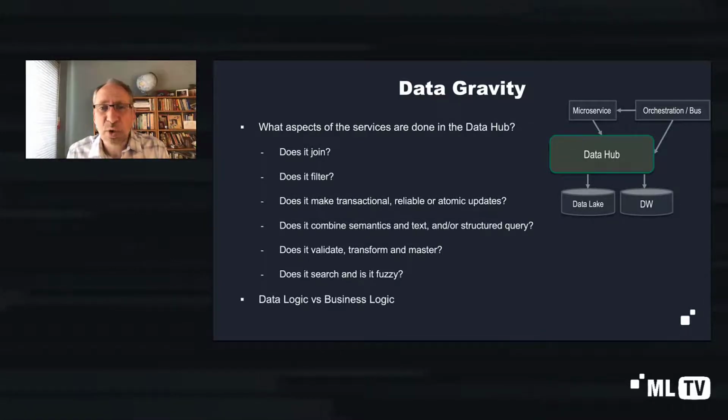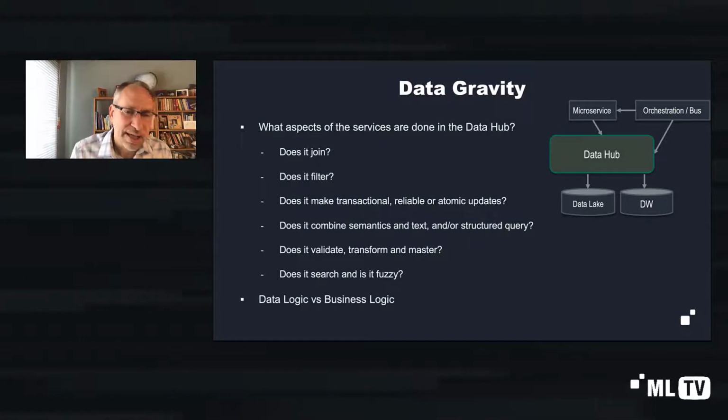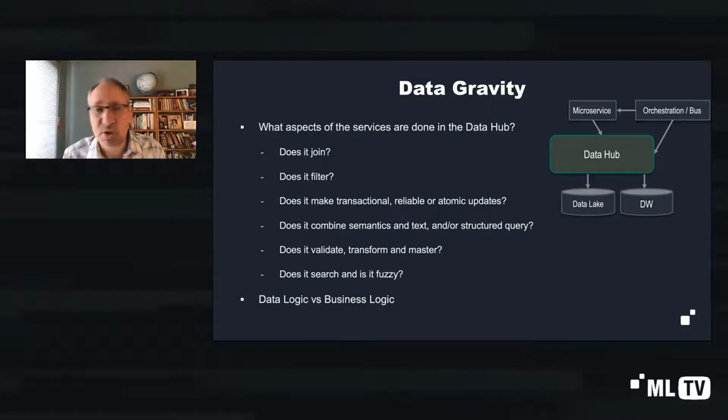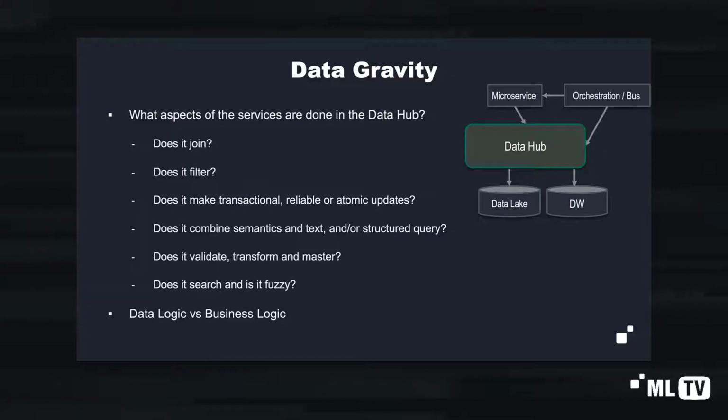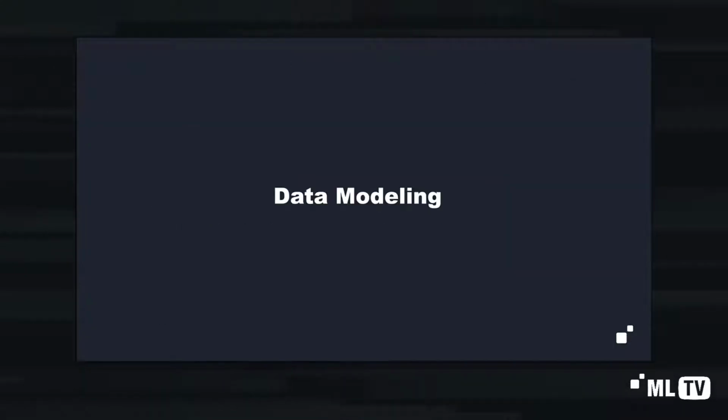So it's really a question, we can call it data gravity, we can call it data logic as distinct from business logic. If it's about the business rules of who's allowed to return an order after 7 days and other things that are not really related to data, then they don't really belong in the data hub. But if they're related to data, they do. So that's the first thing.